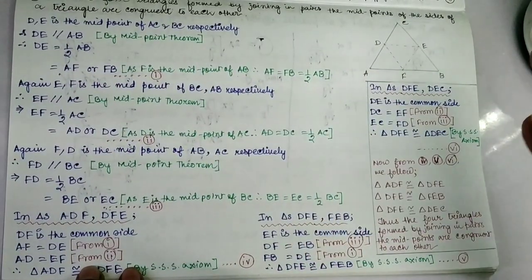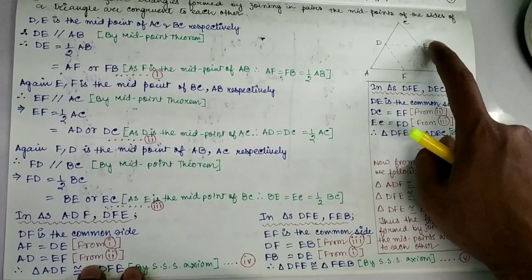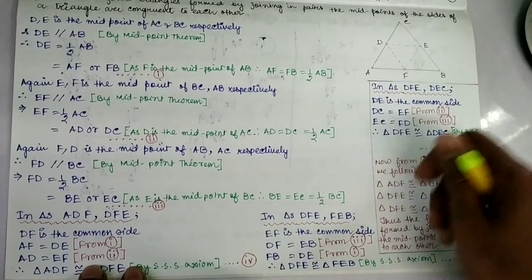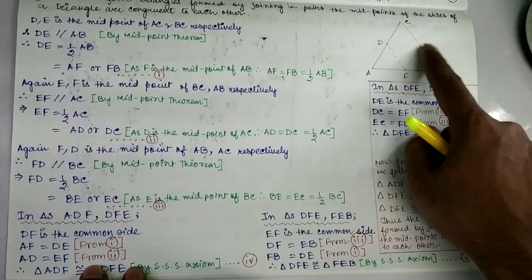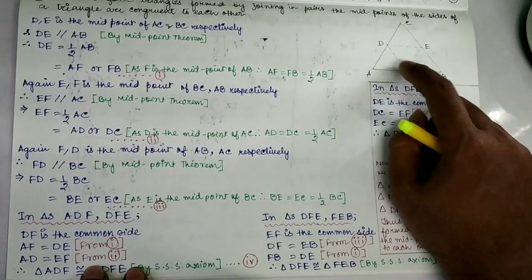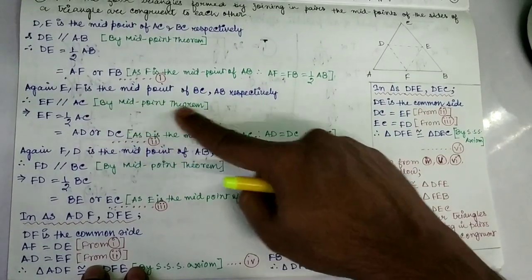Okay. In the same manner, for the pair of midpoints E and F, E is the midpoint of BC, F is the midpoint of AB. Again we have joined them, and the line EF will be parallel to the third side, and at the same time the line EF will be equal to half of the third side AC. I have written it over here, by the midpoint theorem.